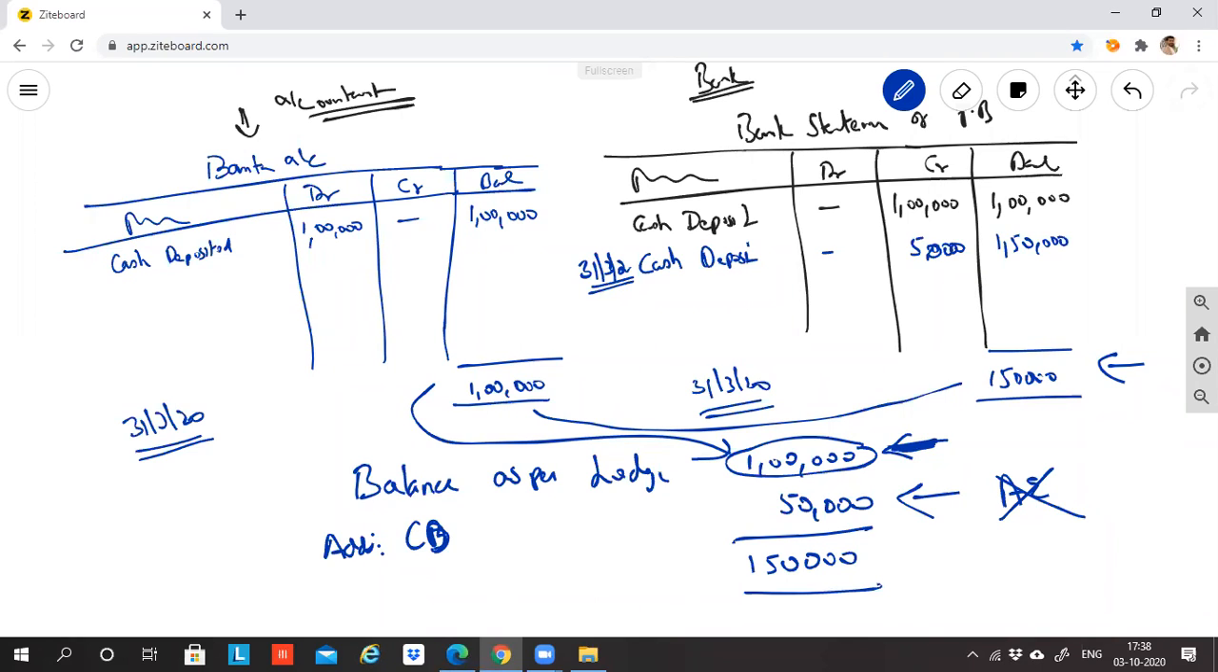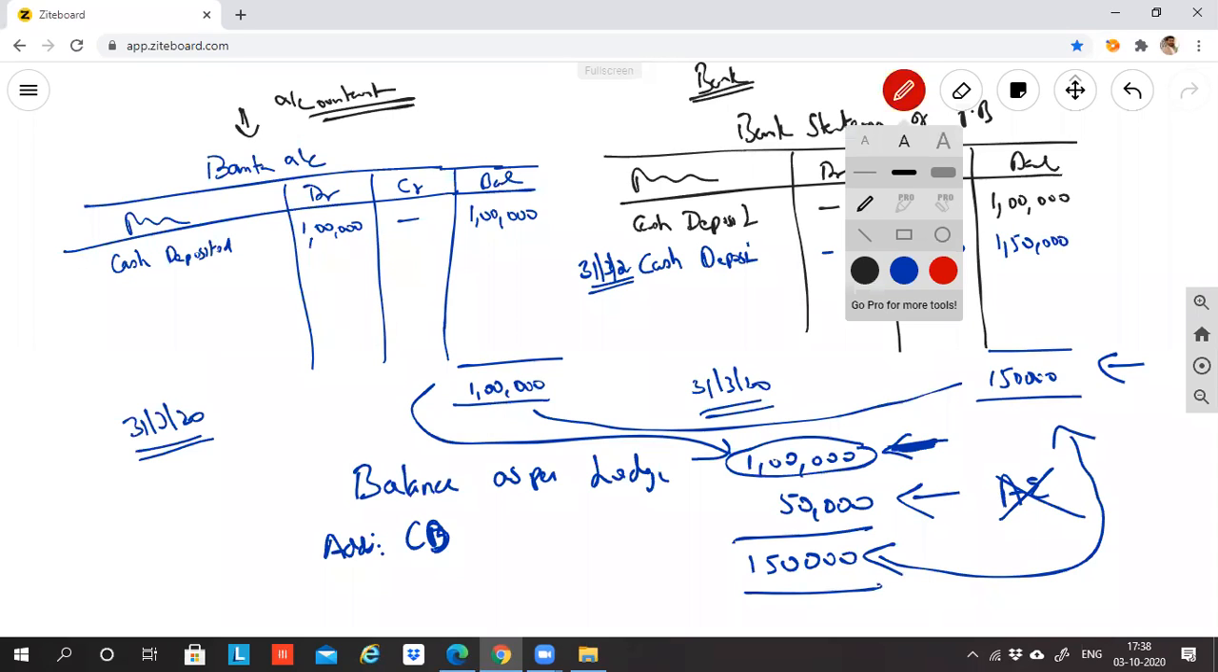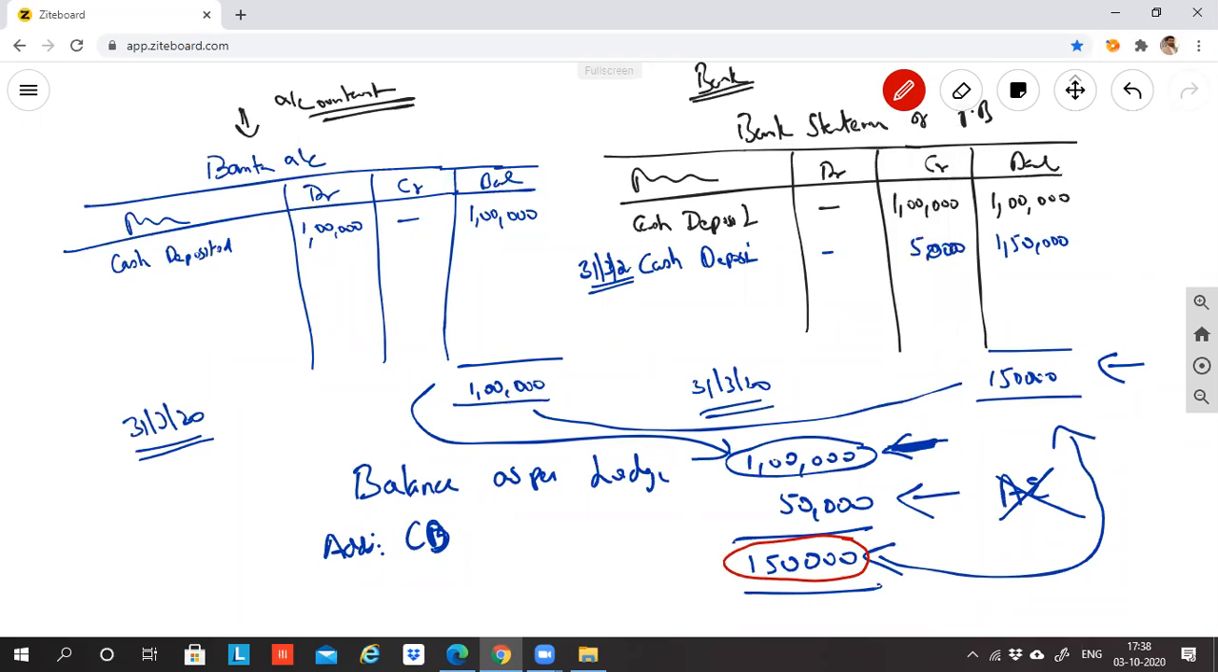This 1,50,000 and this 1,50,000. Now, is it matching or not matching? Guys, is it matching or not matching? Here, this 1,50,000 is here.